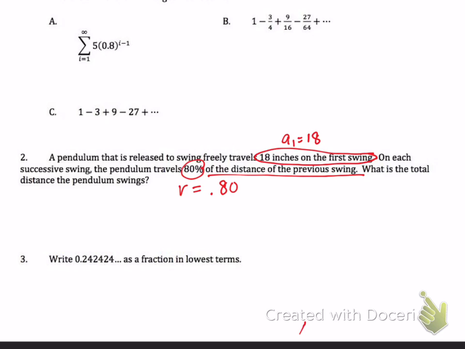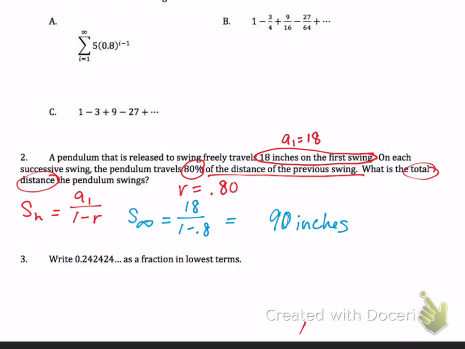What is the total distance of the pendulum swing? So total distance means it wants me to find the infinite sum. That's what total distance says. So for the infinite sum, I'm going to use the two variables that I have, and plug them into the formula A1 over 1 minus R. So I plug in what I have. The infinite sum is 18 over 1 minus 0.8. So 18 over 0.2, which gives me 90. And the units are inches. Don't forget units.